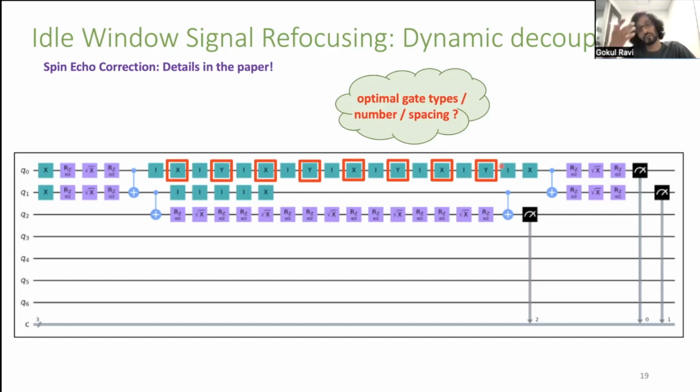And the challenge over here is that there are different kinds of dynamic decoupling sequences which are useful in different scenarios. The number of such sequences can be different. The spacing between these sequences can be different, and so on. And all of these are very dependent on the noise characteristics of your circuit, as well as the state which is decohering or being refocused within these idle windows. And none of this is naively known, right?